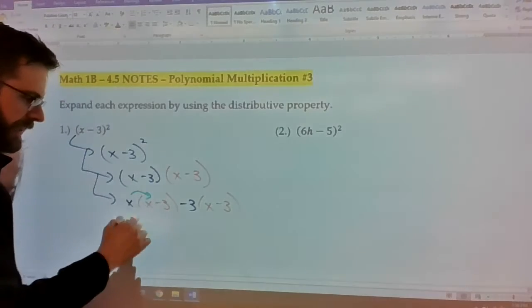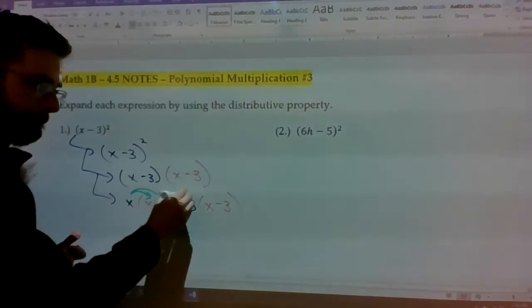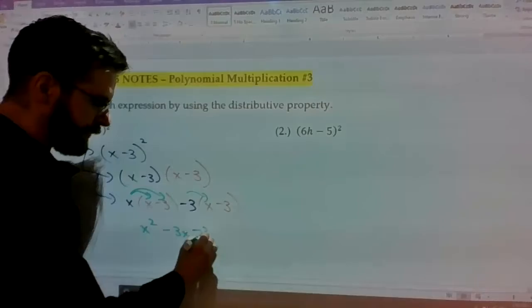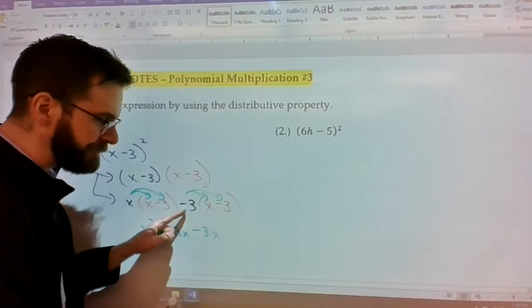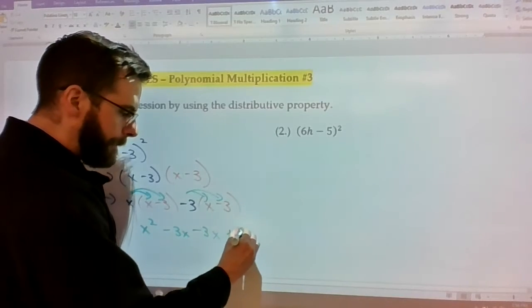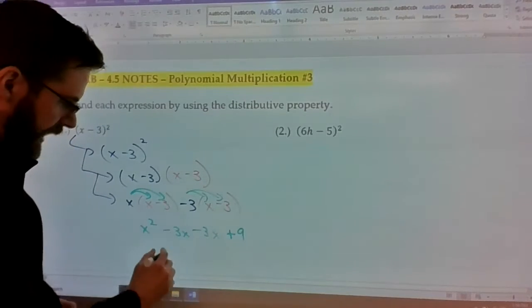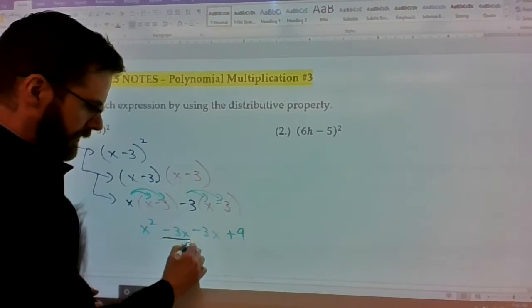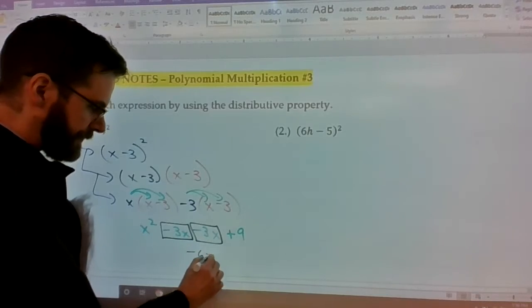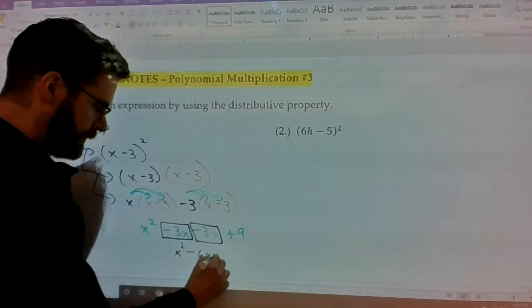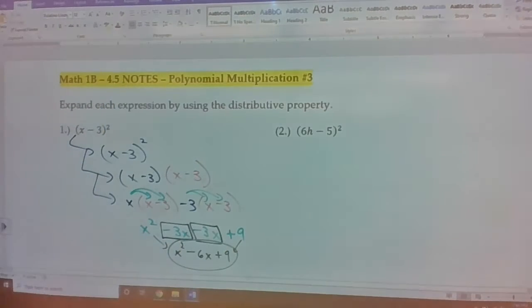So then you take x times x to get x squared. You take x times negative 3 to get minus 3x. Minus 3 times x is minus 3x. And then just make sure you don't fall apart on this very last step. A negative times a negative is a positive 9. Final move is combine the like terms that you can. A negative 3 minus 3 would be minus 6x. And then these two just kind of fall in line. And there's your answer.